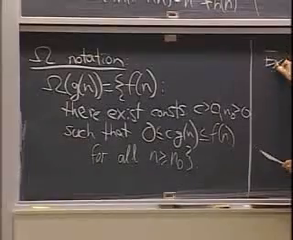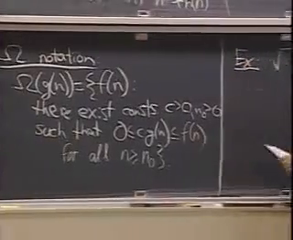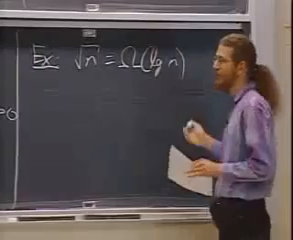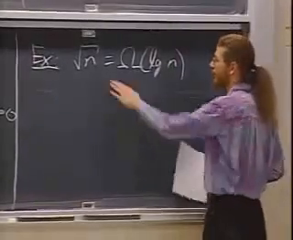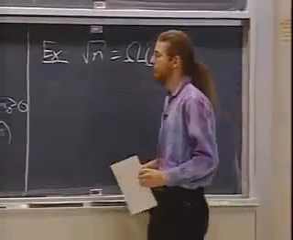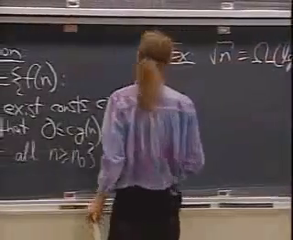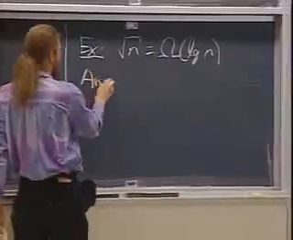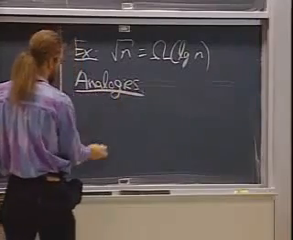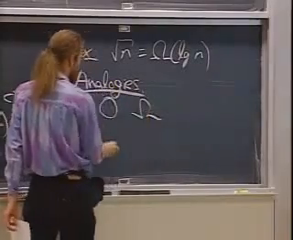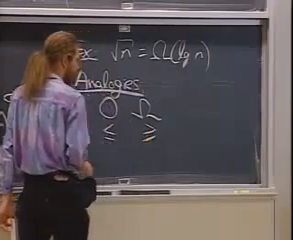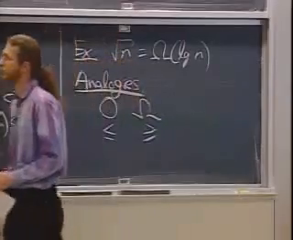So, a random example, and now we'll get a little bit more sophisticated. Root n is big omega of log n. And you should read this that up to constant factors, root n is at least log n for sufficiently large n. So omega sort of corresponds to greater than or equal to. So let me give you some analogies. We have big O, we have big omega. This is less than or equal to, this is greater than or equal to. And I'm going to fill in some more here in a moment.